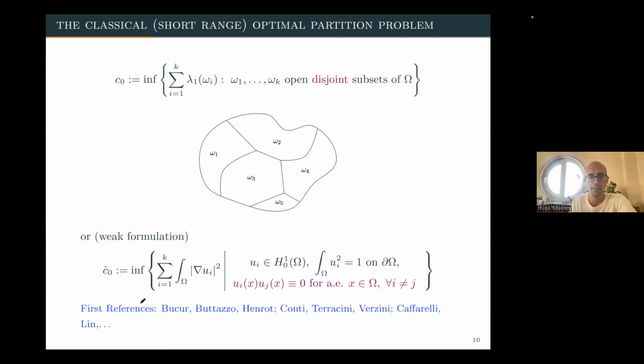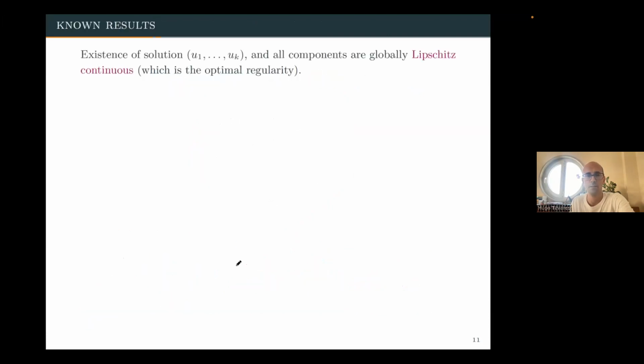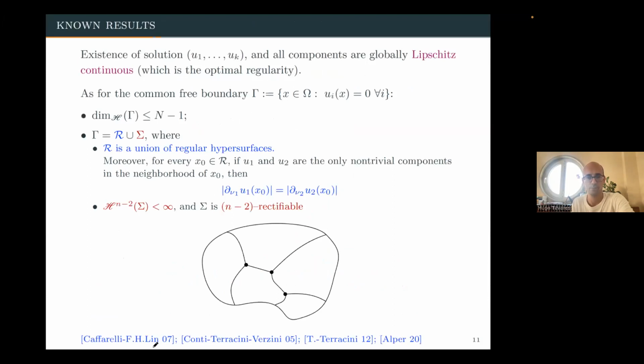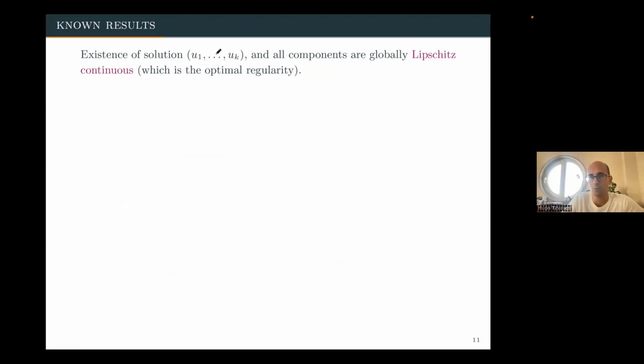Okay, so these are some names, actually. I'm not giving the references. And if you combine 4 papers, starting with Caffarelli and Lin, Conti, Terracini, Verzini, then myself with Susanna Terracini, then a recent one by Onur Alper, you have the following. First of all, the problem has a solution. You have functions, and the sets will be the positivity sets of each component, and they are Lipschitz continuous. And I'm saying here that this is the optimal regularity.